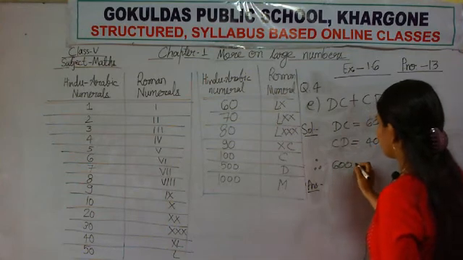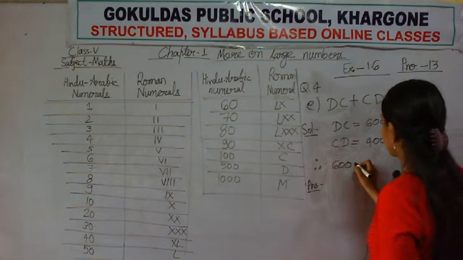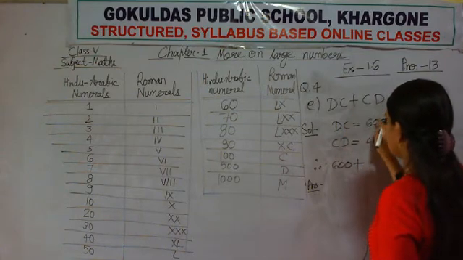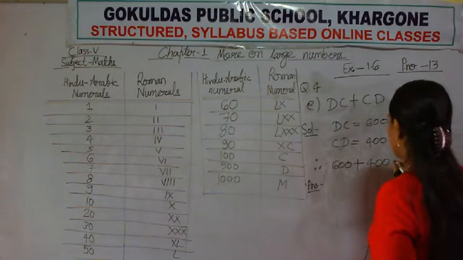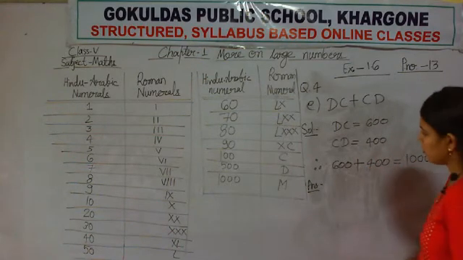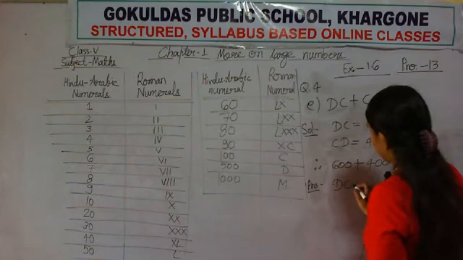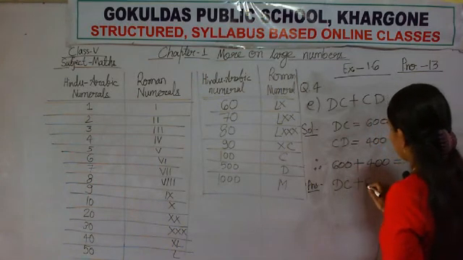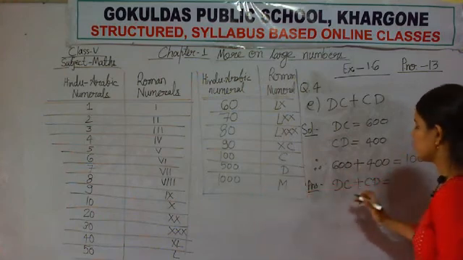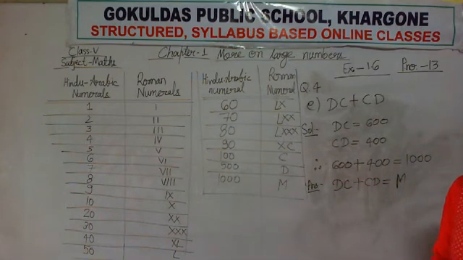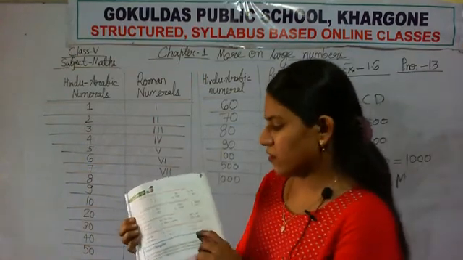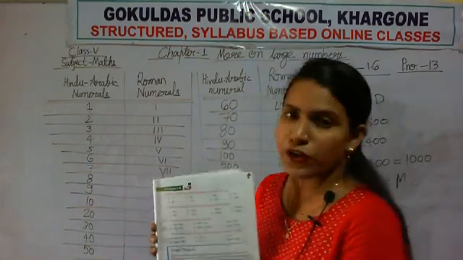Therefore DC plus CD: CD's value is 400, so 600 plus 400 is 1000. Now our answer is DC plus CD equals 1000. You represent 1000 by the capital letter M. Okay. Now E and F are homework for you.